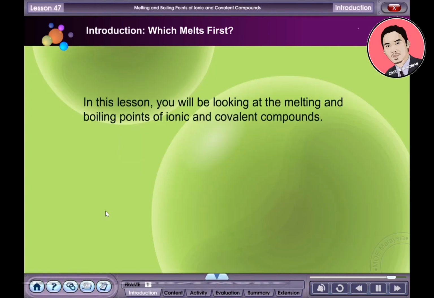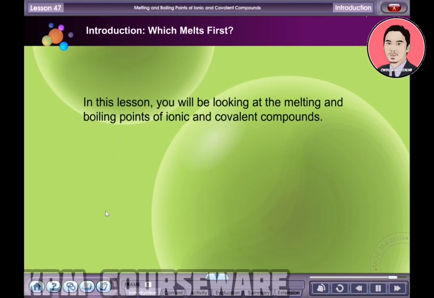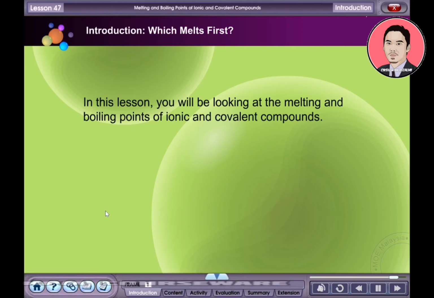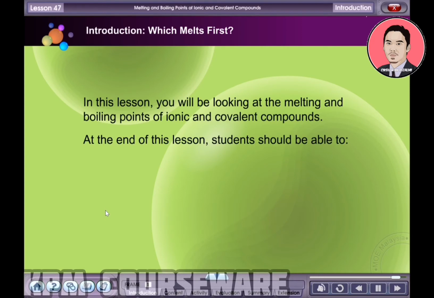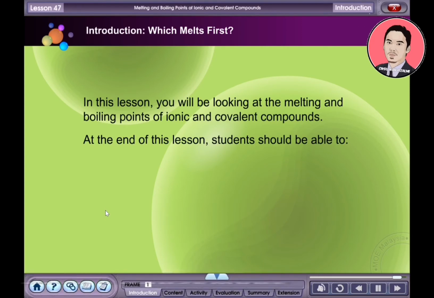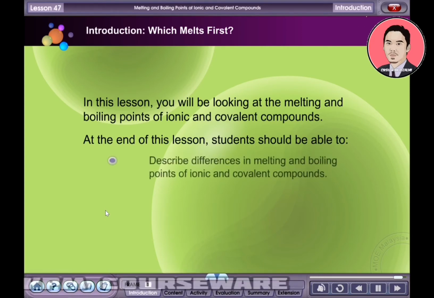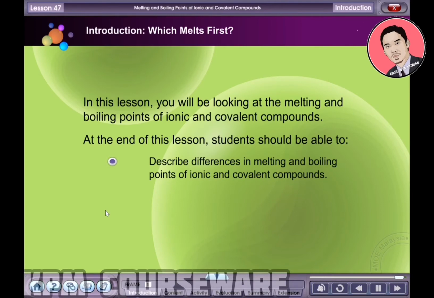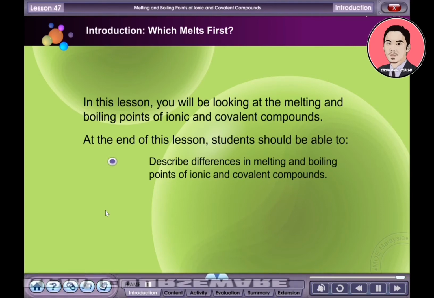In this lesson, you will be looking at the melting and boiling points of ionic and covalent compounds. At the end of this lesson, students should be able to describe differences in melting and boiling points of ionic and covalent compounds.